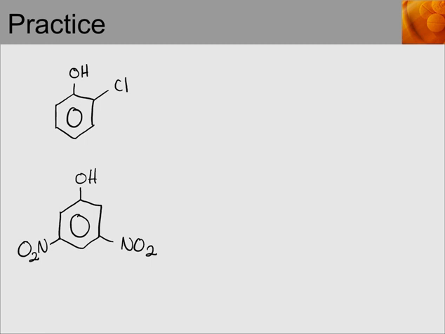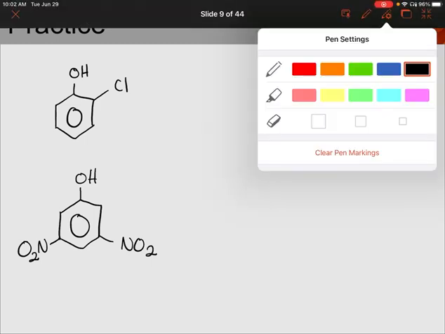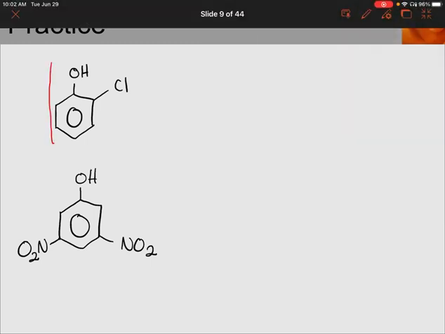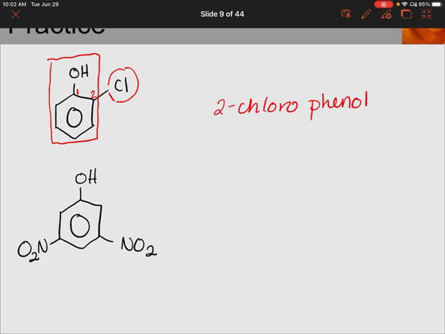Okay, let's try to name the first one on the top. So again, we know that we have phenol because we can see that OH group attached to benzene. So that's automatically going to be at position 1, right? So we can just write phenol to start. And then we have a chlorine group attached. And we want to make sure to number the ring so that chlorine has the next lowest number possible. So we're just going to number it clockwise so that chlorine is at position 2. So this is 2-chlorophenol.